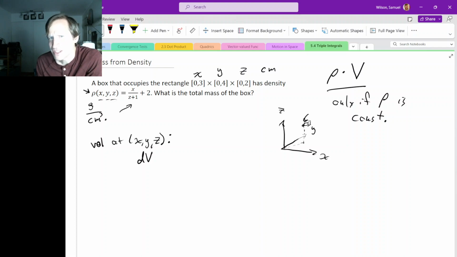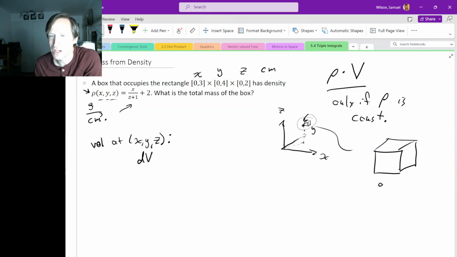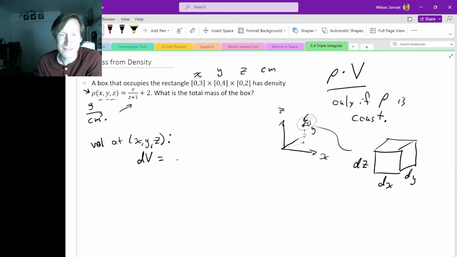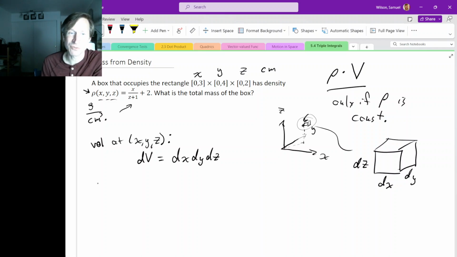If we zoom in on this box of volume, we get it by moving a little bit in the x direction, so that's dx, a little bit in the y direction, that's dy, and a little bit in the z direction, that's dz. So this volume dV is actually dx dy dz. And we could put these in any order. Okay, so that's the volume at x, y, z.